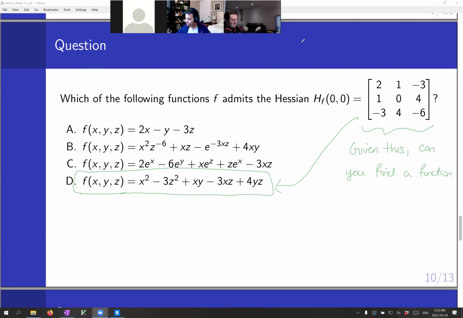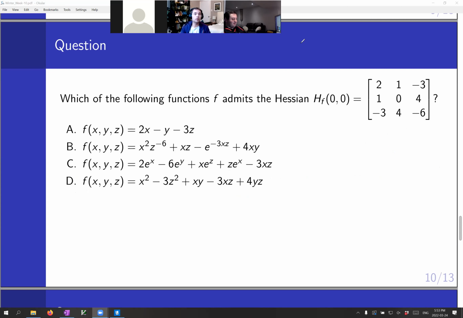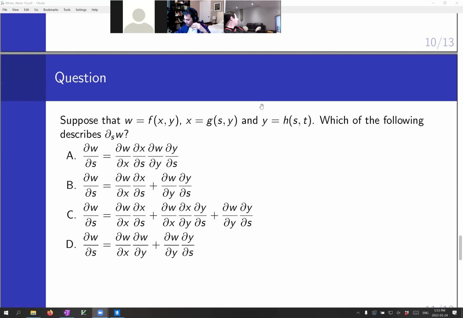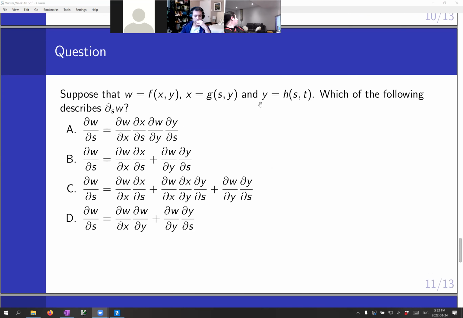Let's get rid of this stuff. All right, let me see if I can't get one more in. What question do I want to do while we're here? Yeah, let's do this one. Just a quick and dirty chain rule question.